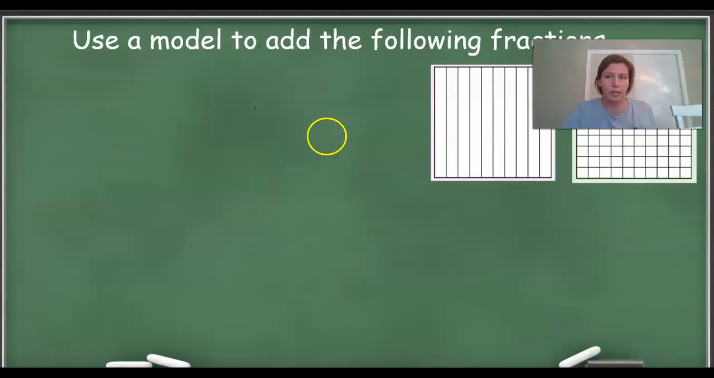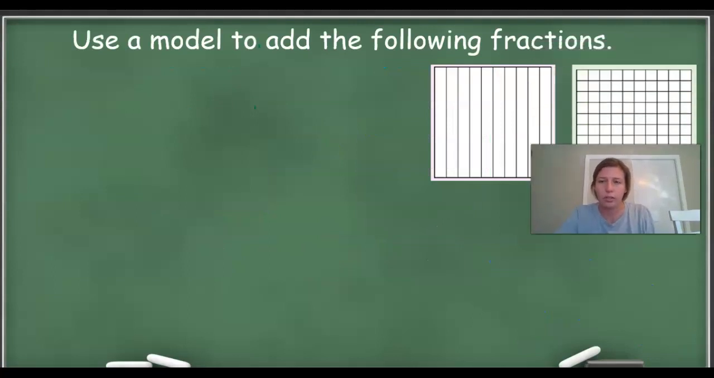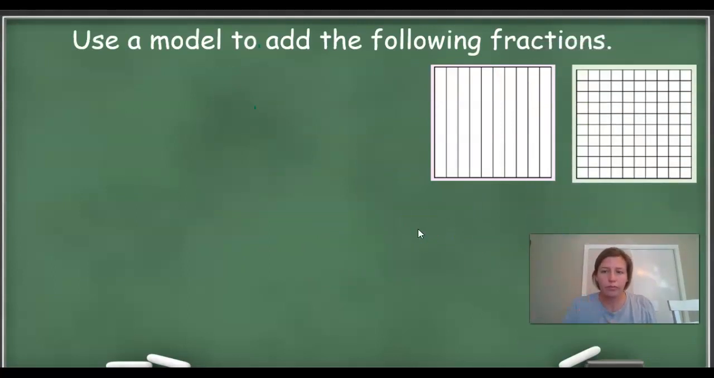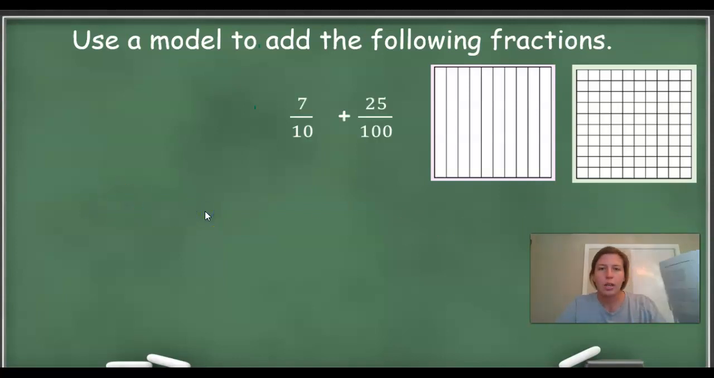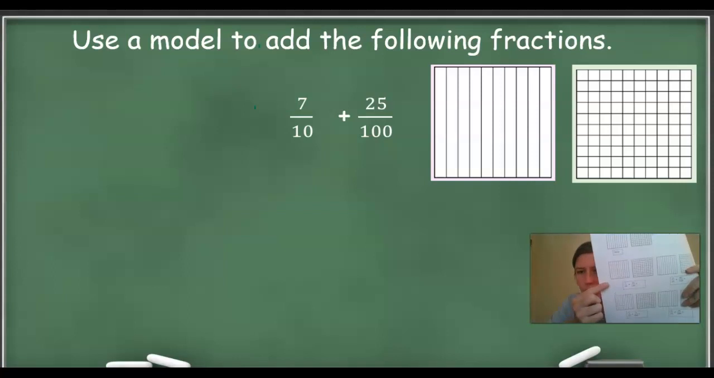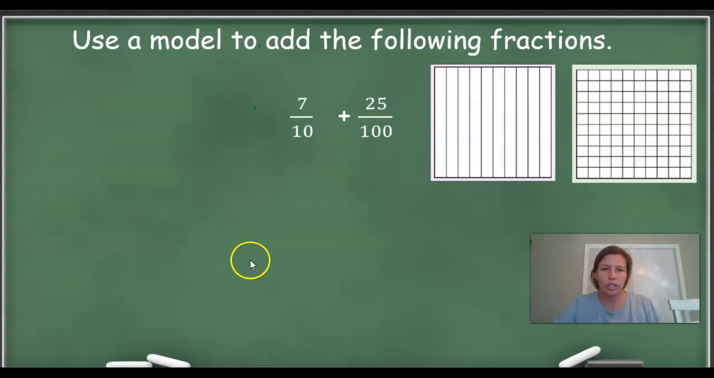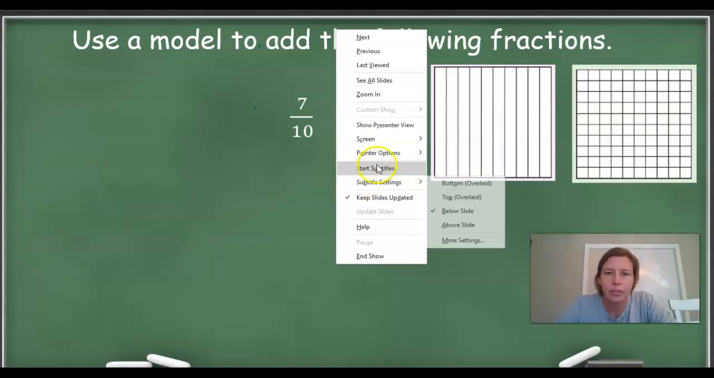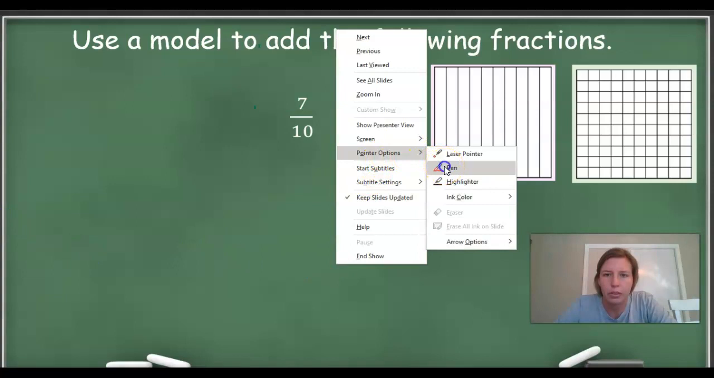Okay, so now it's time for your practice work. The first question I figured we could do together. So your first one is, let's see here if I can get this to work, 7 tenths plus 25 hundredths. So if you look right here on your paper, you have 7 tenths plus 25 hundredths. So we can shade that in. All right, let me get this pointer going here.